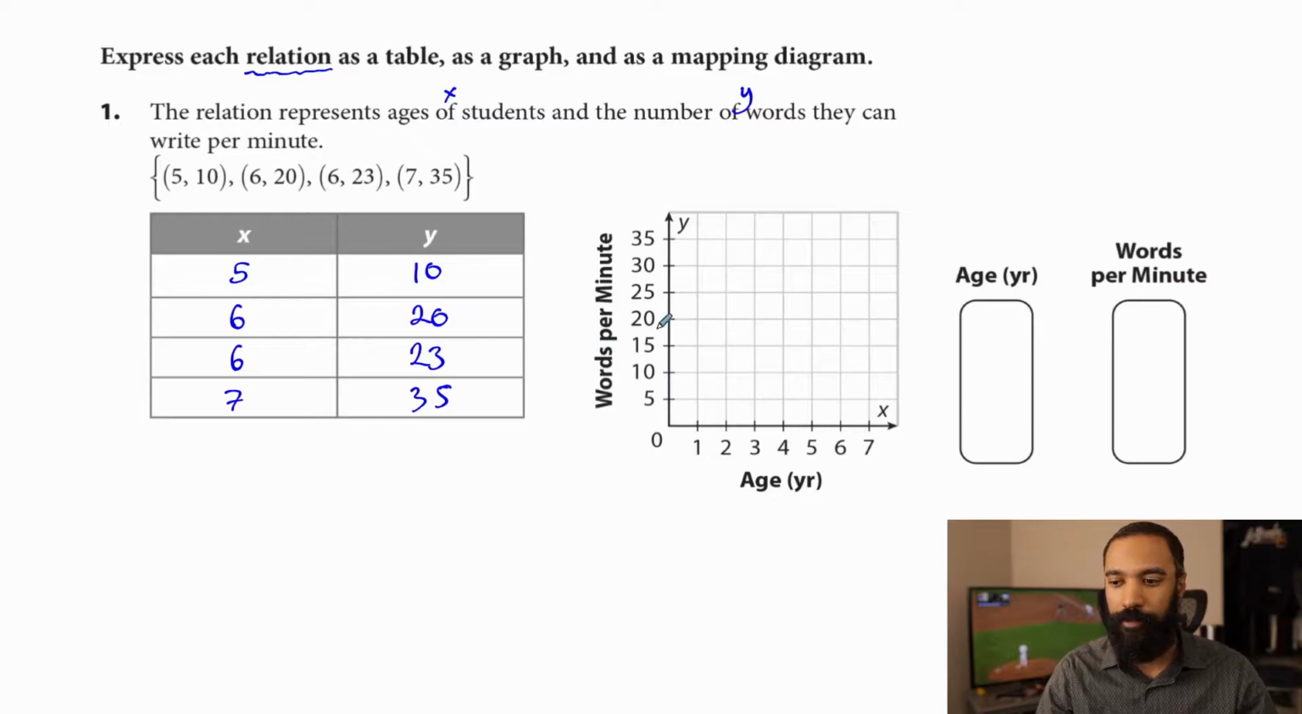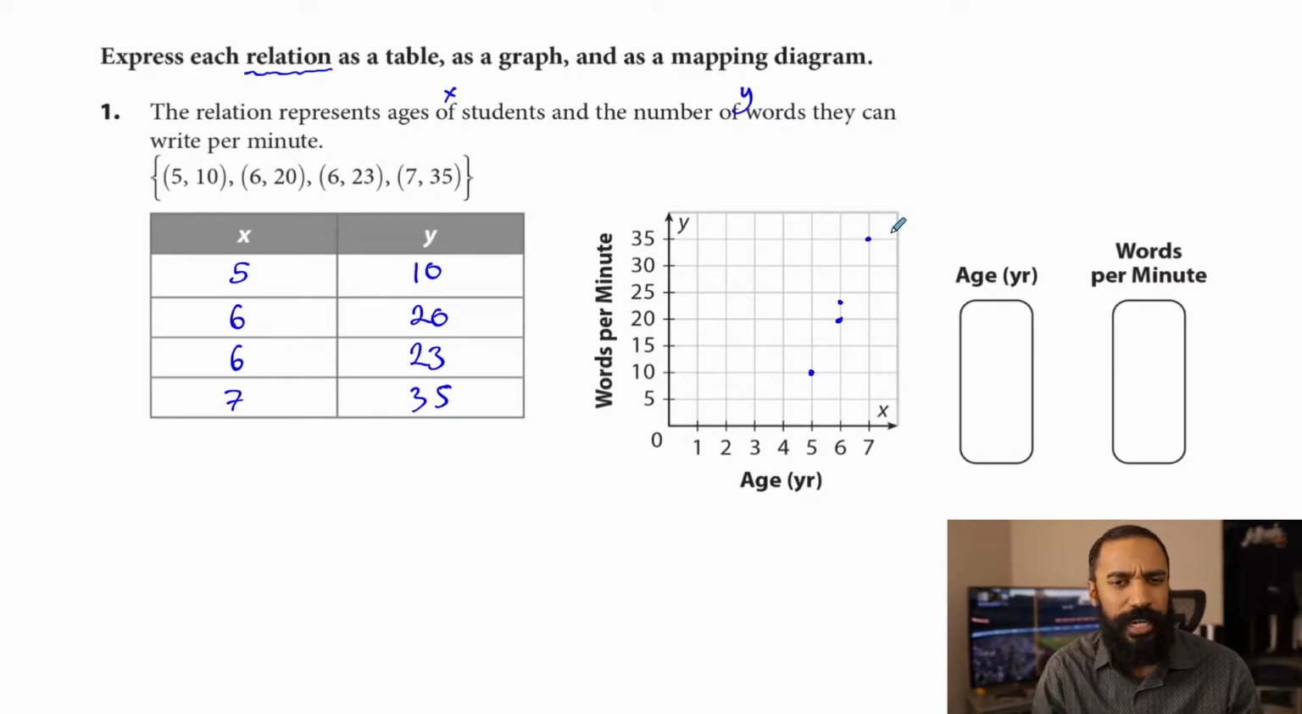Now I have this graph right here, and as they scale it for us, up by 5s here, over by 1s here, I have ages 5, 6, and 7, so I'm gonna look over here, 5, 10, it's gonna be, boop. 6, 20 is way up here. 6, 23, it's a little bit between 20 and 25, a little more than halfway, about right there. And 7, 35 is up there. They're not asking us to connect the dots. It's not one of those kinds of things. You're just plotting them.